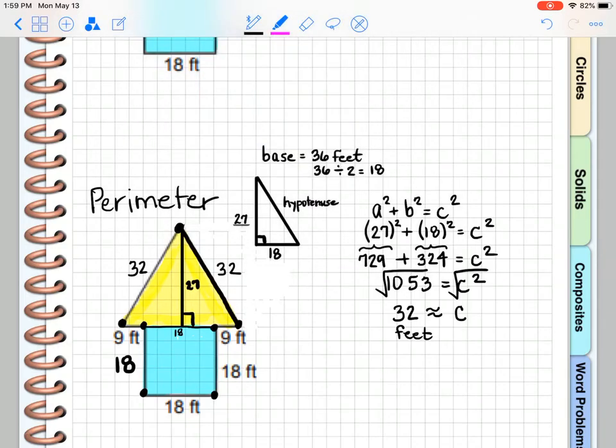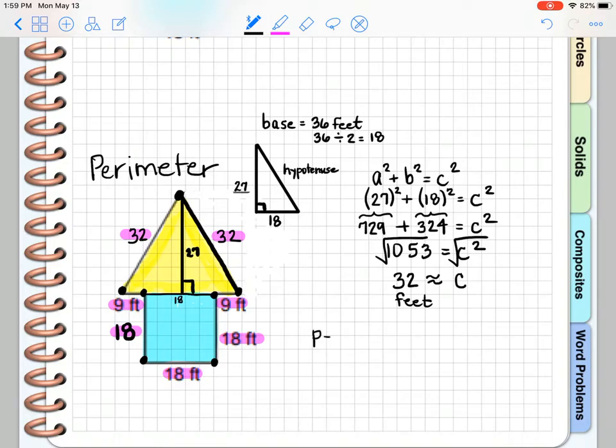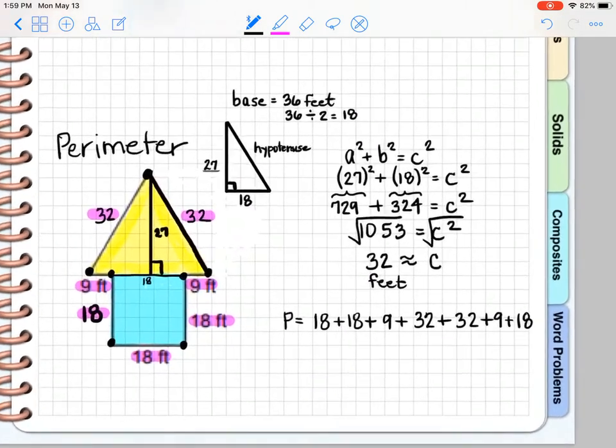And let me go through and highlight the numbers that I'll need. I need this 18. There's side 2, side 3, side 4, side 5, 6, and 7. So those values will give me my perimeter. 18 plus 18 plus 9 plus 32 approximately plus 32 approximately plus 9 plus another 18. 1, 2, 3, 4, 5, 6, 7.